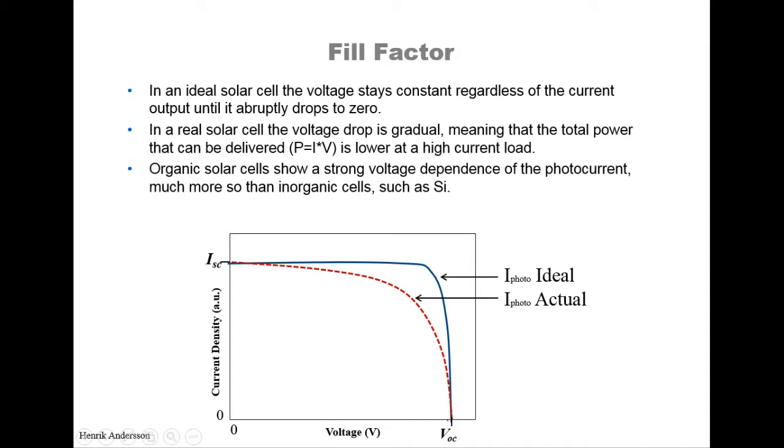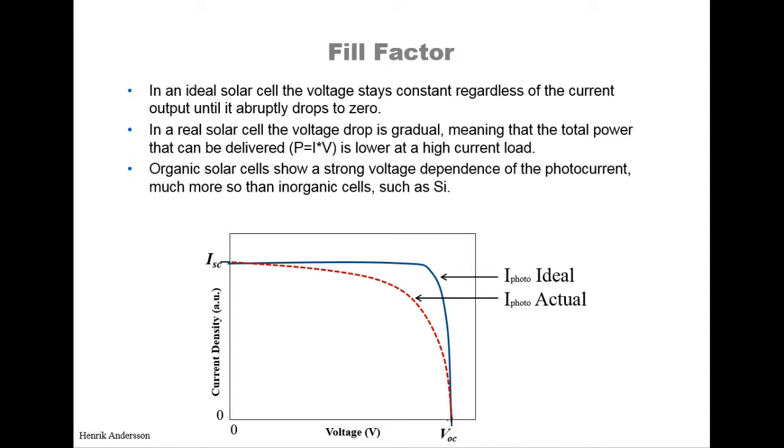In an ideal solar cell, the voltage stays constant regardless of the current output until it abruptly drops to zero. In a real solar cell, the voltage drop is gradual, meaning that the total power that can be delivered is lower at a high current load.